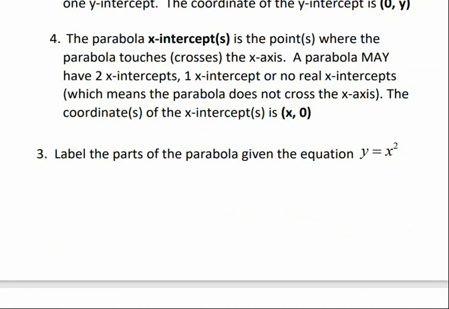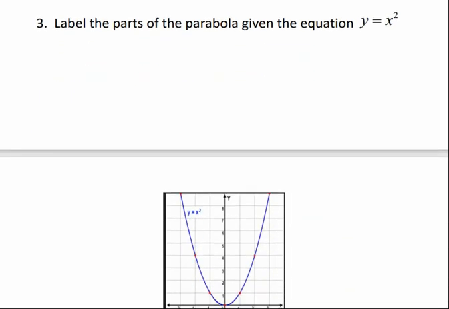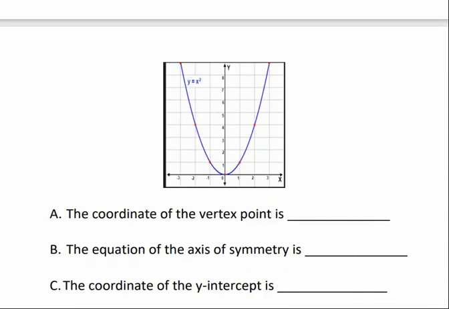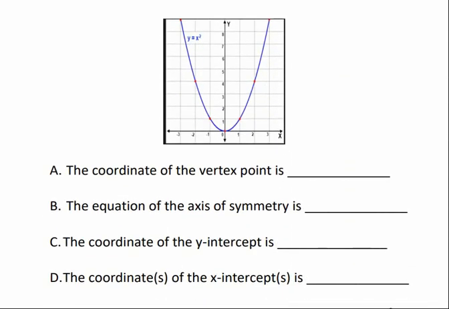So now we're going to label the parts of the first parabola that we drew. Okay, so that first parabola looked like this. The vertex point is where it turns from going down to up, or if it's the other way around, from up to down. It's the highest or lowest point on the graph. So here's the vertex point of this graph, and that would be 0, 0.